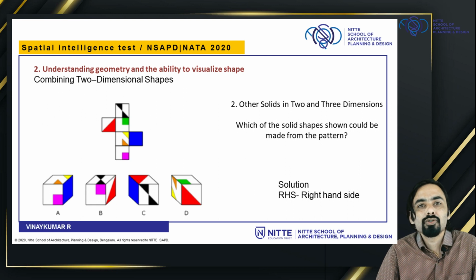The second one, combination of 2-dimensional and 3-dimensional shapes. A pattern is shown on the screen. Question number 2, which of the given solid shapes can be made from the given pattern? You have to observe the given pattern in relation to the cubes given on the screen. The first answer was composed horizontally. The second one composed vertically. So you have to try it from the left hand side to solve the puzzle.